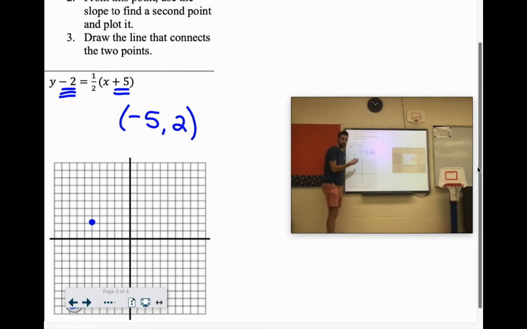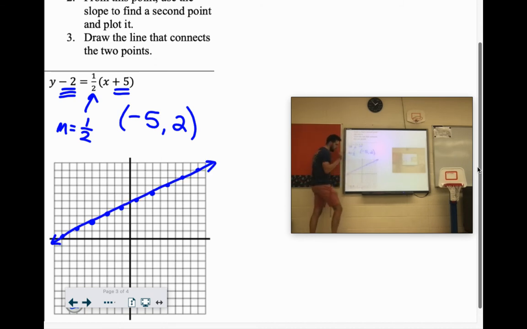Then step 2 says you use the slope from that point to find the next point. Our slope is 1/2. So from that dot, we're going to go up 1, right 2. And again, you can make as many dots as you want. So up 1, right 2, up 1, right 2. We can go backwards. We can go down 1, left 2, down 1, left 2. We have plenty of points there.